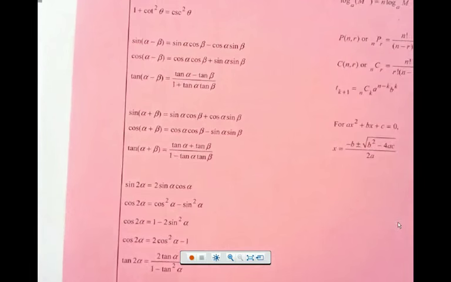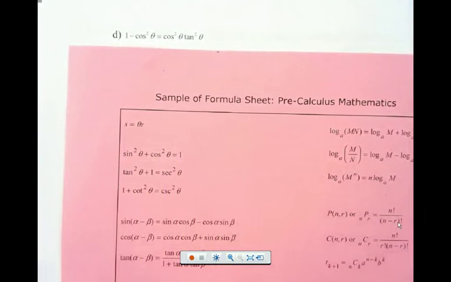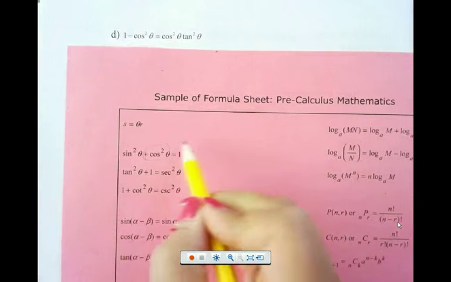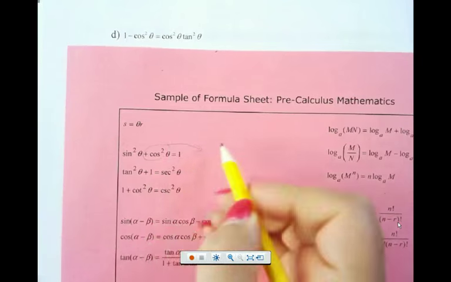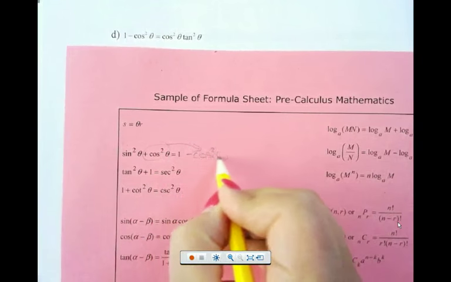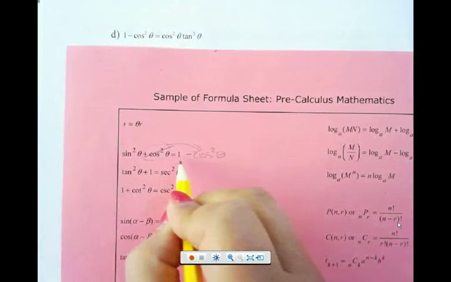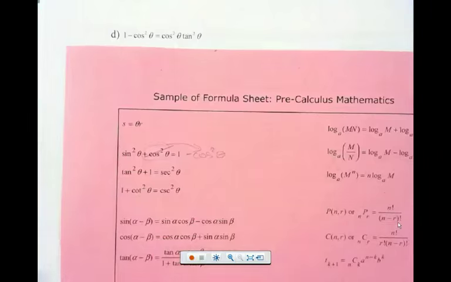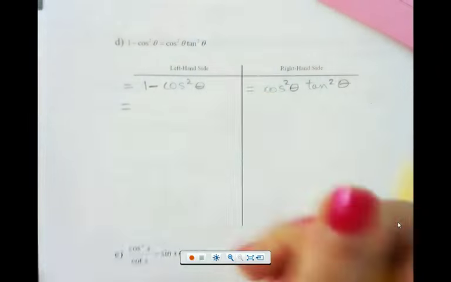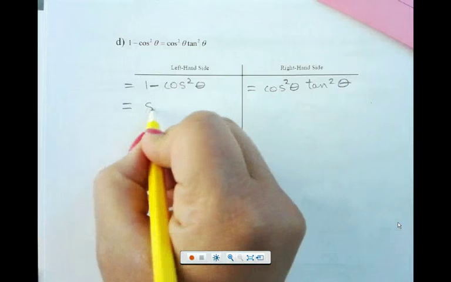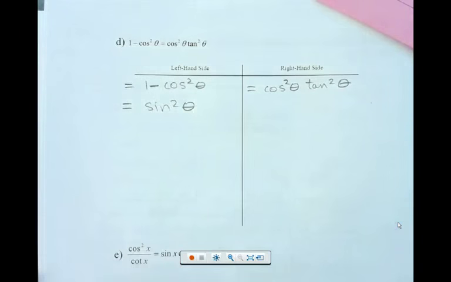Is there anywhere that I could see that, or are there any of these that I could rearrange to get that? Sine squared plus... Ooh, this one here, right? Yeah. So what can I do? I can subtract my cos squared theta on both sides, and then I've got sine squared theta equals 1 minus cos squared theta. Okay, so that's this. Sine squared theta.